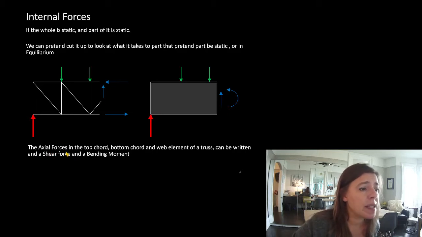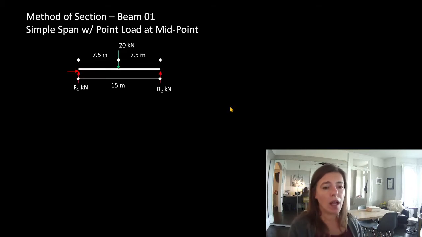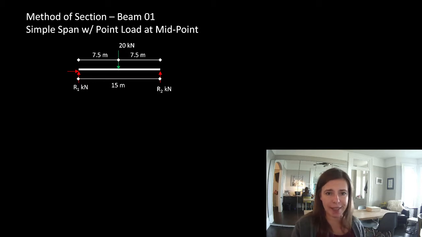Okay, so the axial forces in the top and bottom chord and web element of a truss can be written as a shear force and a bending moment. So instead of all of these internal axial forces, it's similar to an internal shear and a moment. Okay, let's do exactly what we did last week with a truss, but with a beam.